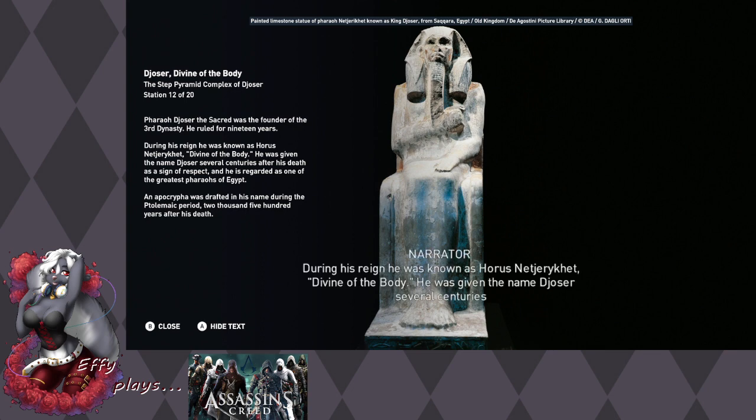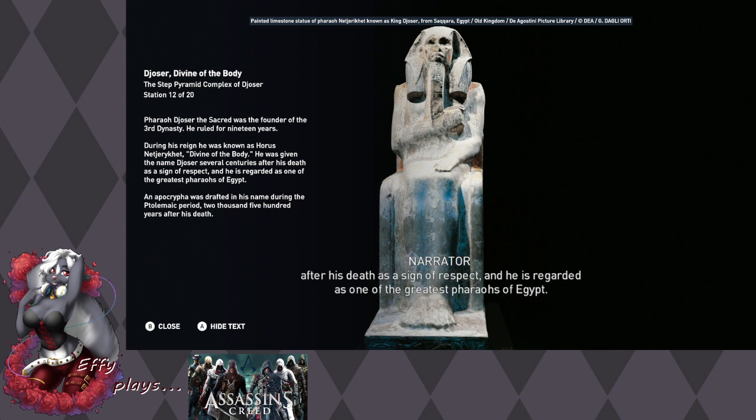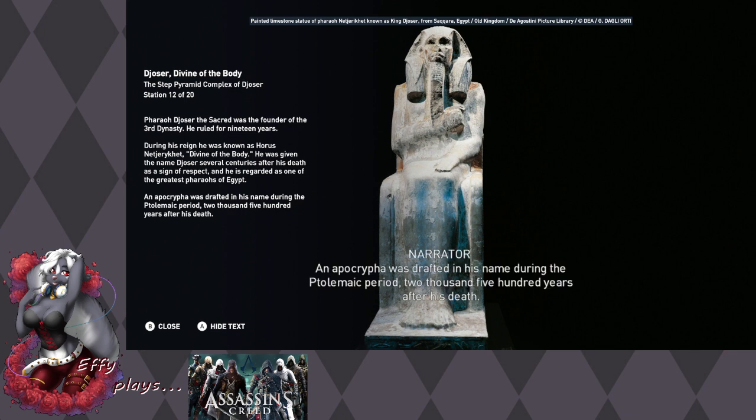During his reign, he was known as Horus Netjerikhet, divine of the body. He was given the name Djoser several centuries after his death as a sign of respect, and he is regarded as one of the greatest pharaohs of Egypt. An apocrypha was drafted in his name during the Ptolemaic period, 2,500 years after his death.